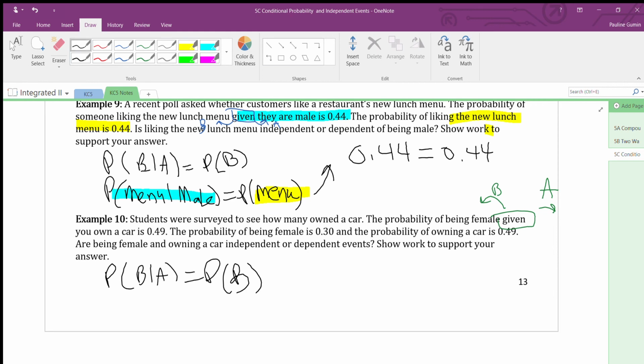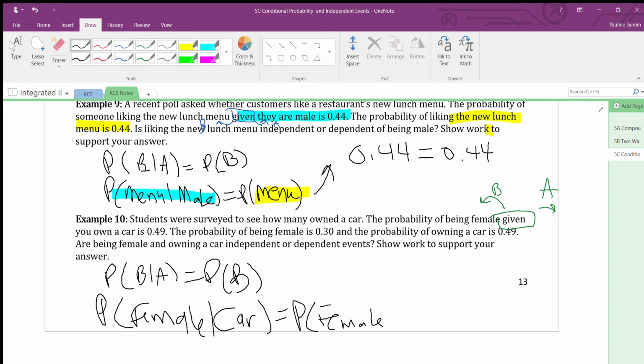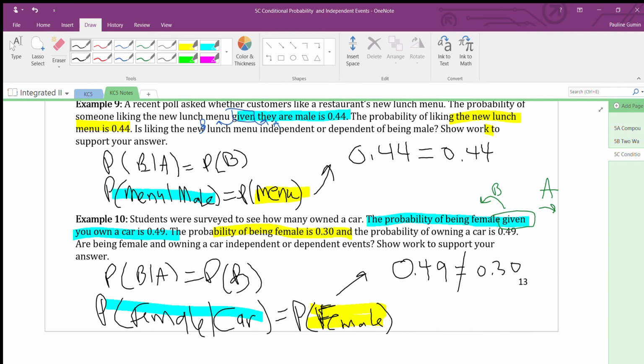I already marked given. B is before, so B is female. A is car. I know, isn't my handwriting wonderful? I know y'all love it. Let's find it. Here's our given, 0.49. Probability of female is 0.3. I'm sure you can see at this point, but we need to prove it. Does 0.49 equal 0.3? Absolutely not. So being a female and owning a car are dependent events.